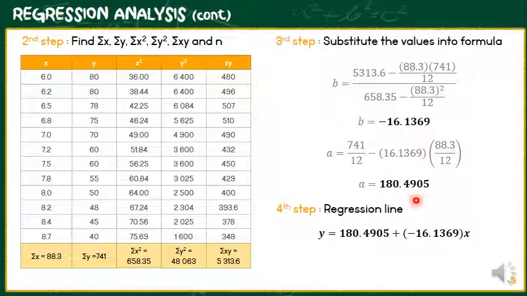Soalan suruh cari regression line, tolong pastikan awak tuliskan what is your regression line. So since kita dapat b negatif 16 dan a 180, substitute dalam equation, your regression line will be y = 180.4905 - 16.1369x. This will be your regression line. So, soalan tanya regression line, inilah regression line awak. Markah dia lebih kurang 5 markah.